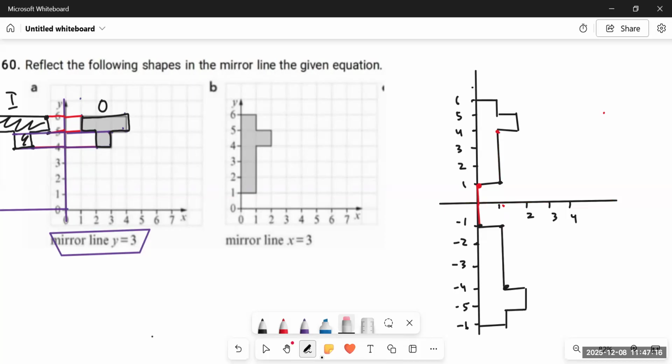That's it. So you see, the two shapes are exactly congruent to each other, and that's how we draw the images. If the mirror line is the y-axis, we will go right to left or left to right. If the mirror line is the x-axis, then we will go up to down or down to upwards. That's it.